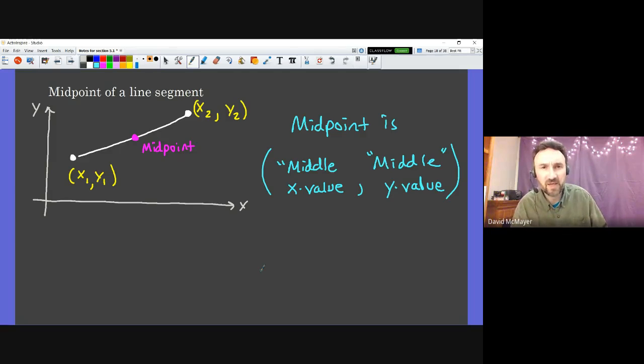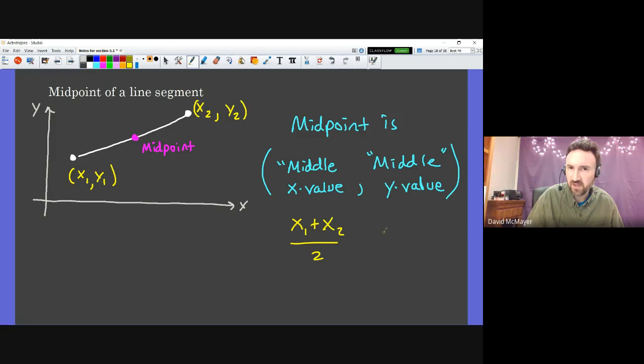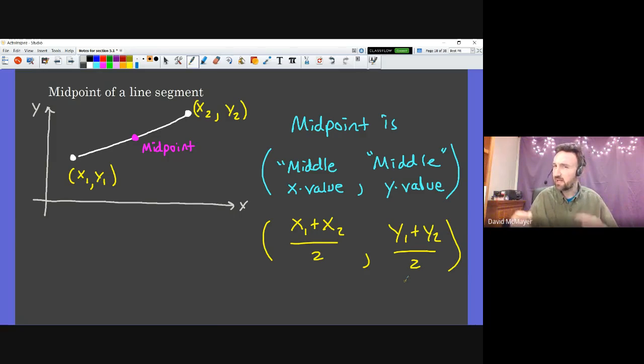And rather than thinking about that in terms of a formula, you certainly could. The middle x value is going to be adding together the two x values and dividing by 2. And the middle y value is going to be adding together the two y values and dividing by 2. So I can write down a formula like that, but I've got to be honest, I don't think about that formula. I think about finding the middle value. And I guess I do use that formula.